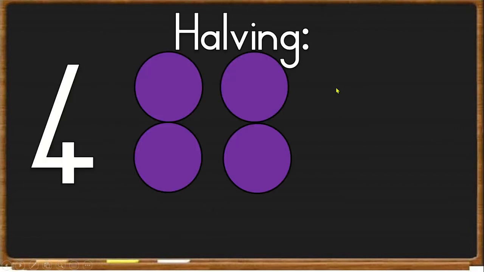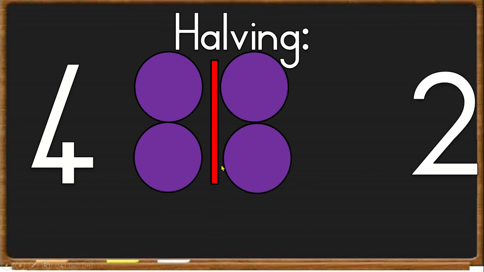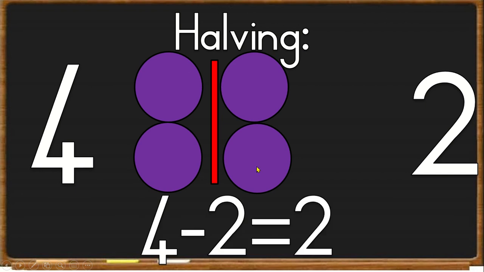Now we have 4. I'm going to cut it in half. I'm going to count how much I have on one side, and that leaves me with 2. So therefore I can say 4 take away 2 of them equals 2.